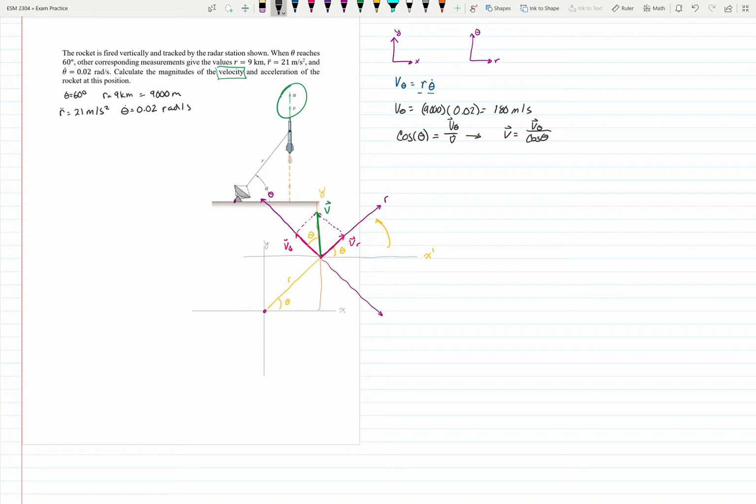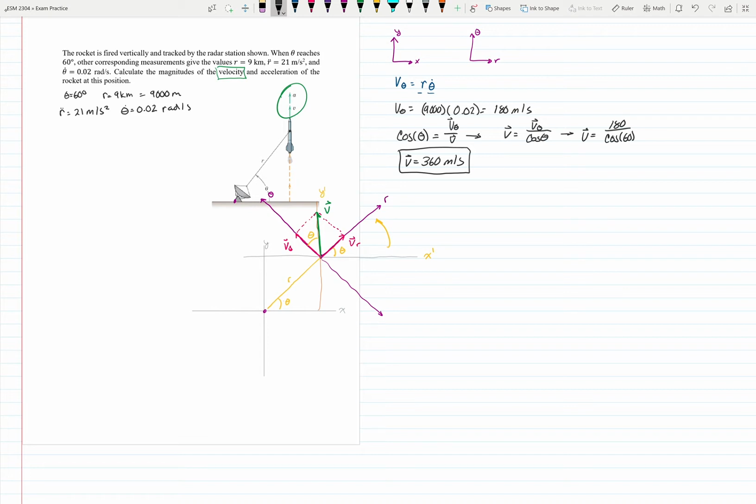Well, we know the values for v theta and cosine theta, so we can rewrite this as v is equal to 180 over cosine of 60. And that ends up giving us that our velocity is equal to 360 meters per second. And that's our first answer. So that is the linear velocity, in this case, in the positive y direction. And we figured that out using the polar coordinate system given values in the polar coordinate system. So now we're going to move on to solving for the acceleration.